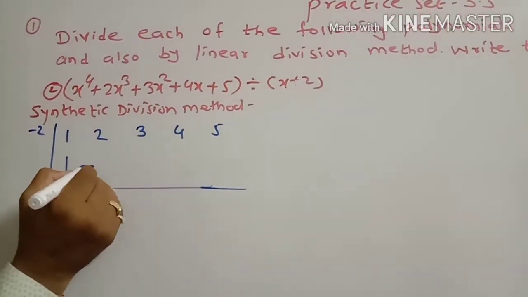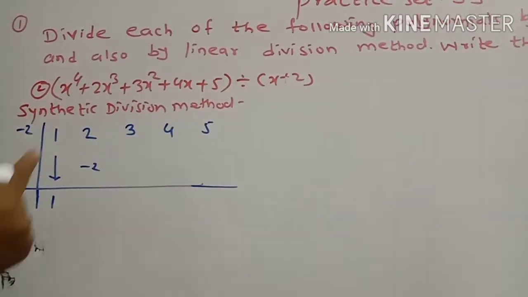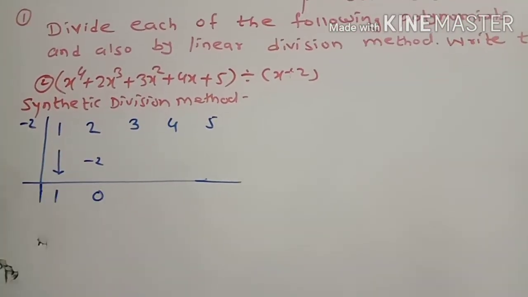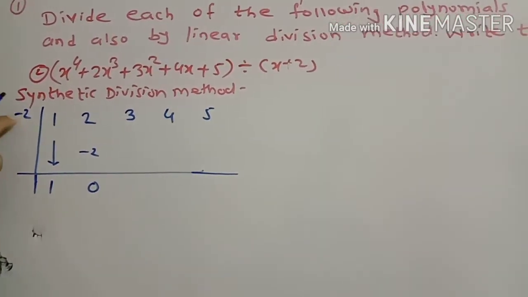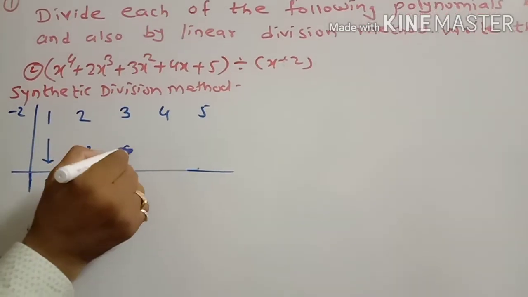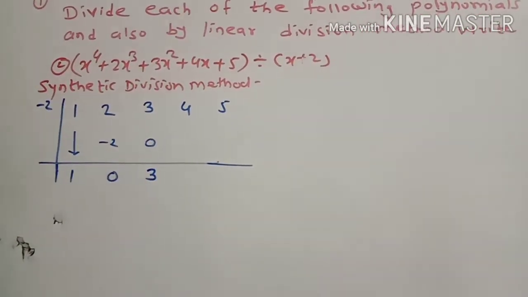Write this minus 2 below the second coefficient. Then addition of this, 2 minus 2, that is 0. Then take the product of this 0 and minus 2: minus 2 into 0 is 0. Addition of this 3 and 0 is 3.